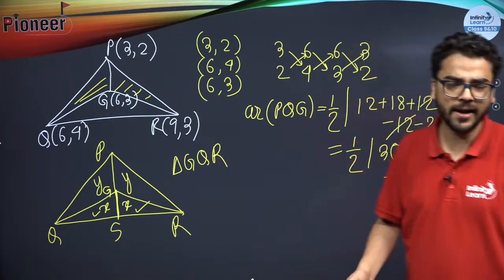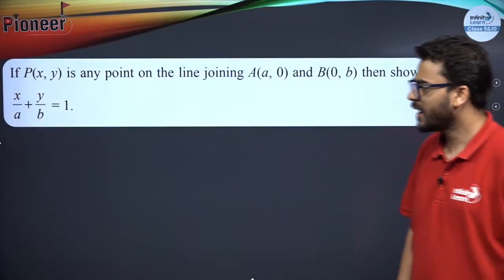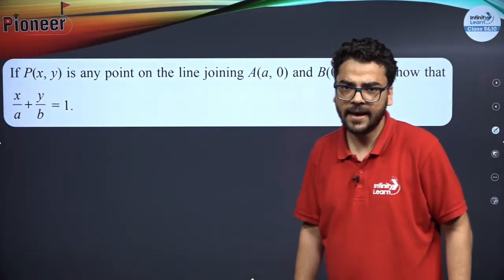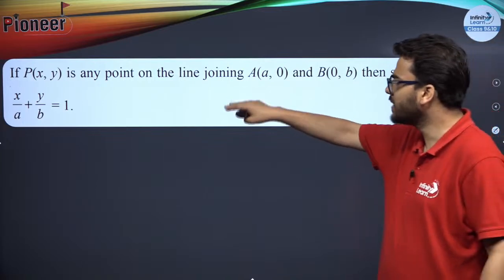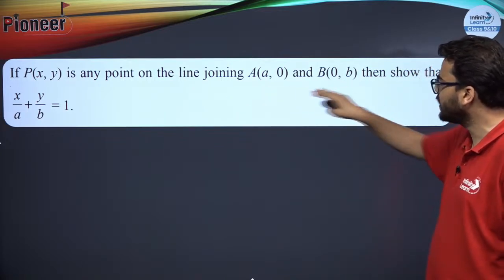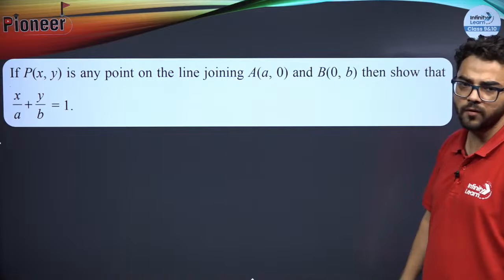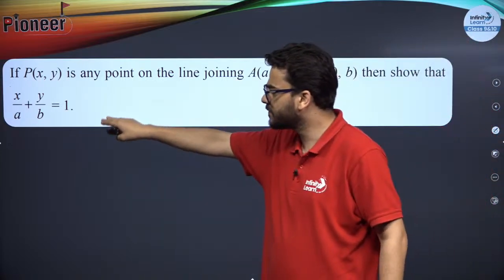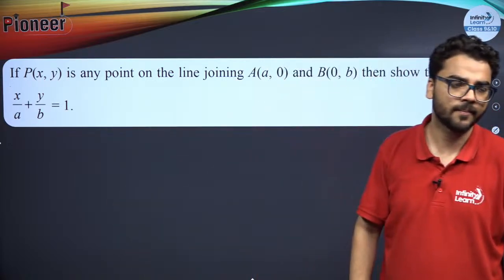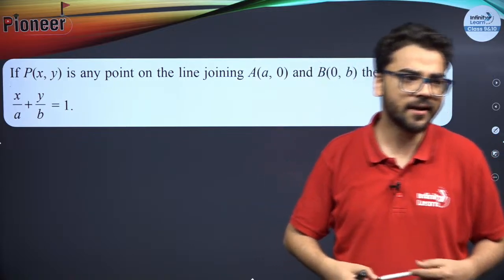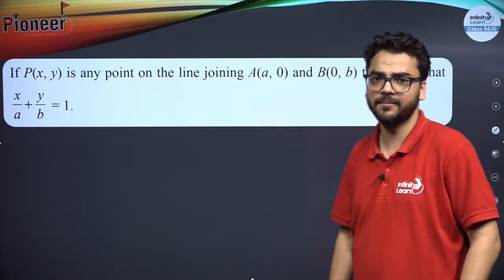Okay, so let's move on. Let's do some other questions over here. Can you try doing this one, guys? It is given over here, if x comma y is a point on the line segment joining these 2 points, then we have to prove over here that x by a plus y by b is equal to 1. Was it not clear, Aryan, the previous question which I was explaining?